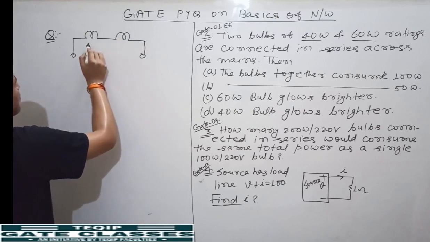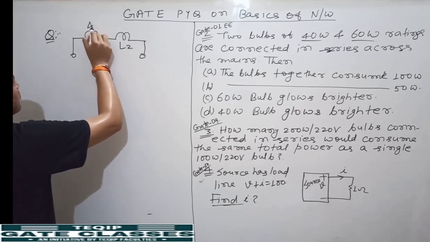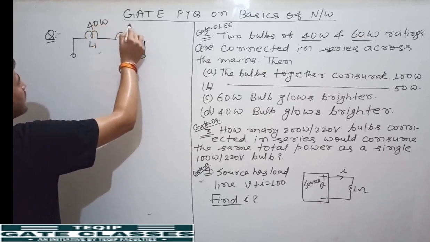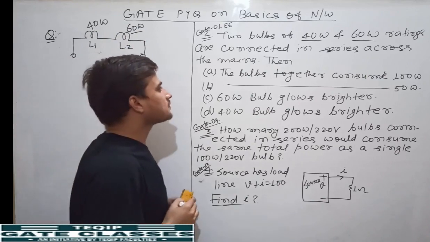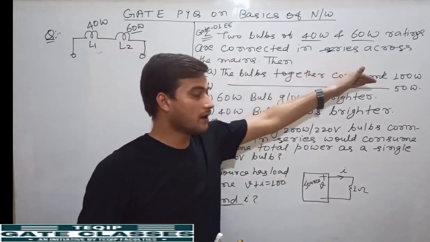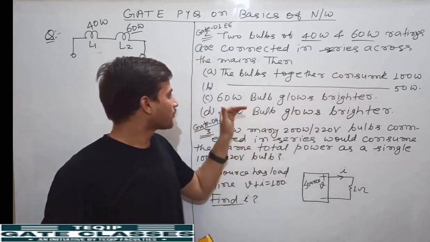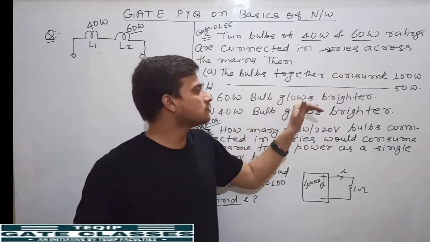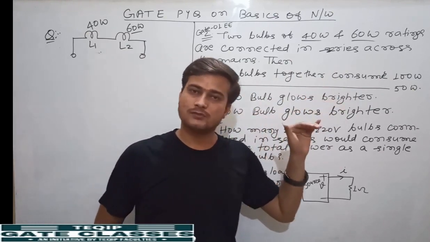Clear? This is L1, this is L2. It is of 40 watt. Its rating is 60 watt. Then four options are given. First, the bulbs together consume 100 watt; second, bulbs together consume 50 watt; third, 60 watt bulb glows brighter. Fourth option is 40 watt bulb glows brighter.